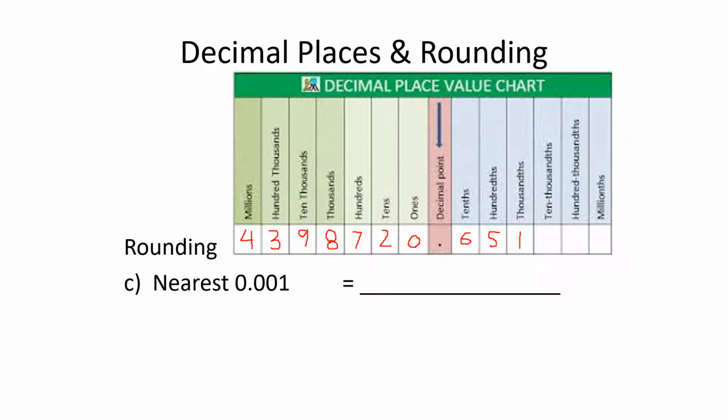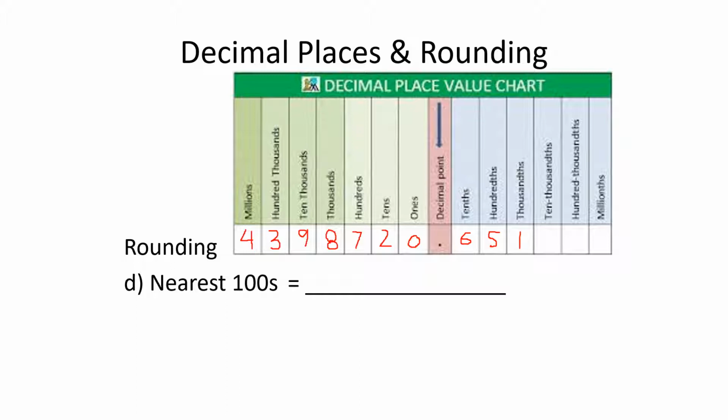All right, nearest 0.001. What number is in the 0.001 decimal place? 1. So you look to the right. It's not there, but we all know it's a 0. So since it is 0 through 4, we round down, right? So it just stays the same.